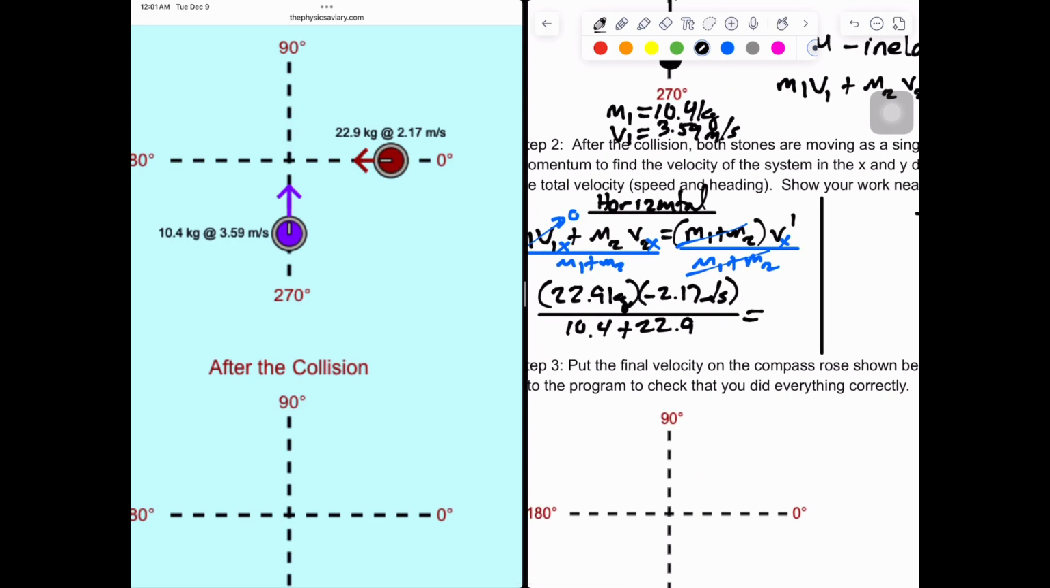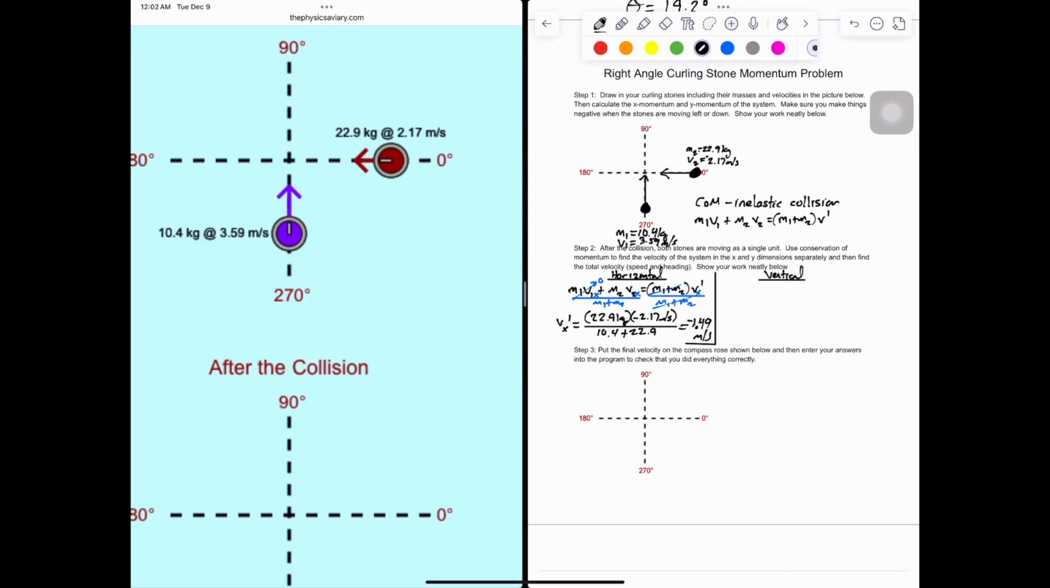Okay, so parentheses, 22.9 times negative 2.17, close parentheses, divide, open parentheses, 10.4 plus 22.9. Okay, I'm getting a velocity of negative 1.49 meters per second. So that's my horizontal final velocity.